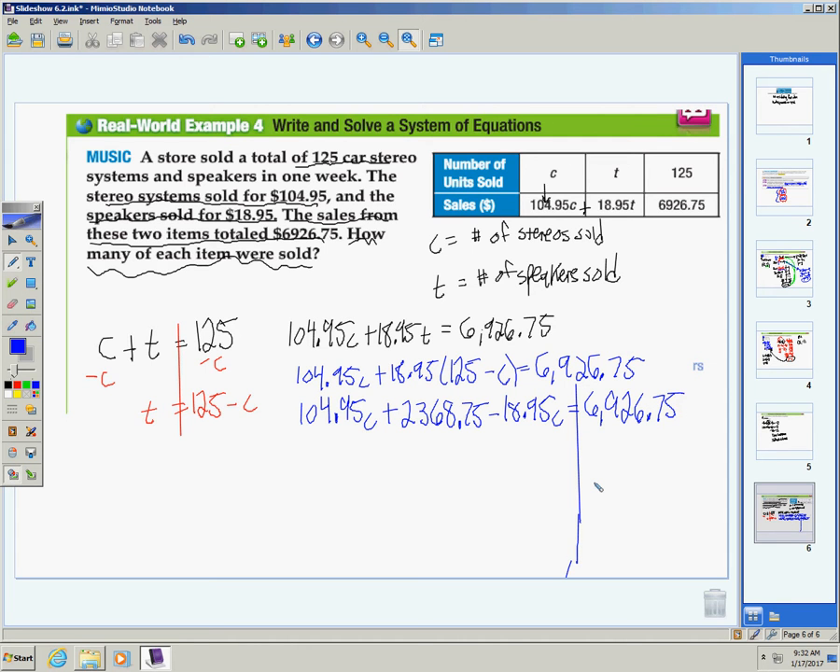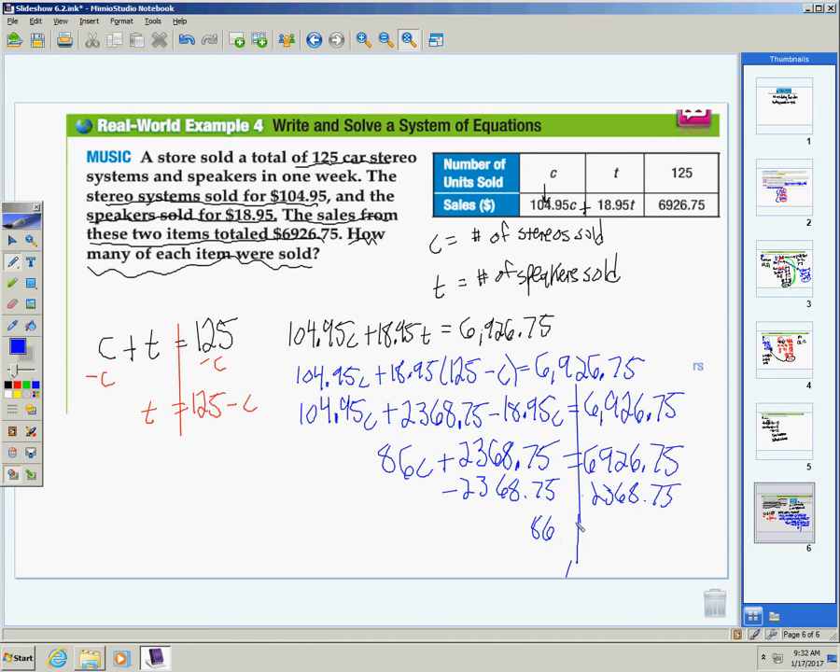So when I combine my like terms, 104.95 minus 18.95, I get 86C plus $2,368.75 equals $6,926.75. So now I need to subtract $2,368.75 from each side. So I get 86C equals, once I do my math here, 4,558.